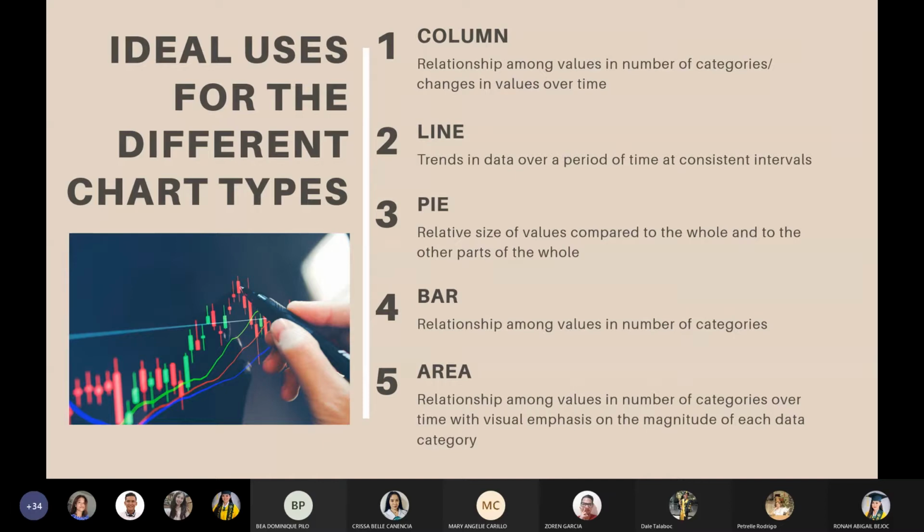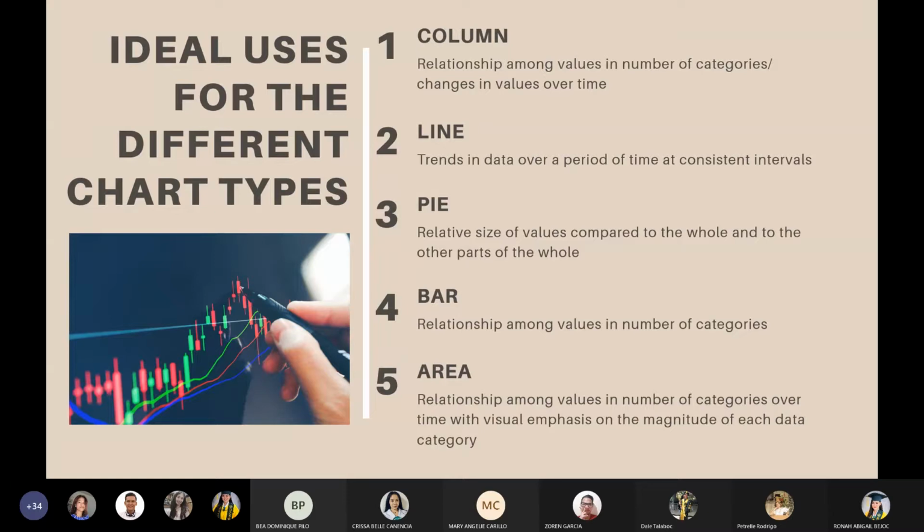And second, we have line. It shows the trends in data over a period of time at consistent intervals. So from the word itself, consistent, if you want to present annual sales, quarterly sales, monthly sales, this will be the perfect chart for you. And it is also ideal when you have lots of data points to plot. So ang line, and to be honest, wa pa ko kagamit aning line, no?